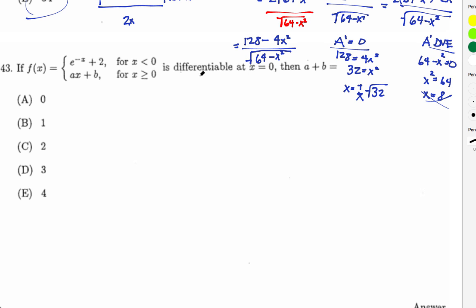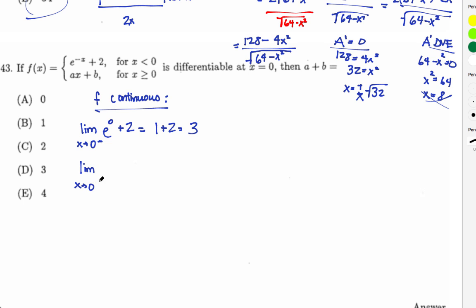Finally, they tell us that this is differentiable. So in order for something to be differentiable, it must first be continuous. So let's make it continuous. So f is continuous if the limit from the left, 1 plus 2, which is 3, equals the limit from the right. So the limit as x approaches 0 from the right is going to be the other equation, a times 0 plus b, which is just b. And of course, we need to check our f of 0. It's multiple choice, so you don't have to do that. I'm just being good on this one, so I'm using that second equation there, and I have the b. So in other words, 3 has to be equal to b for it to be continuous.